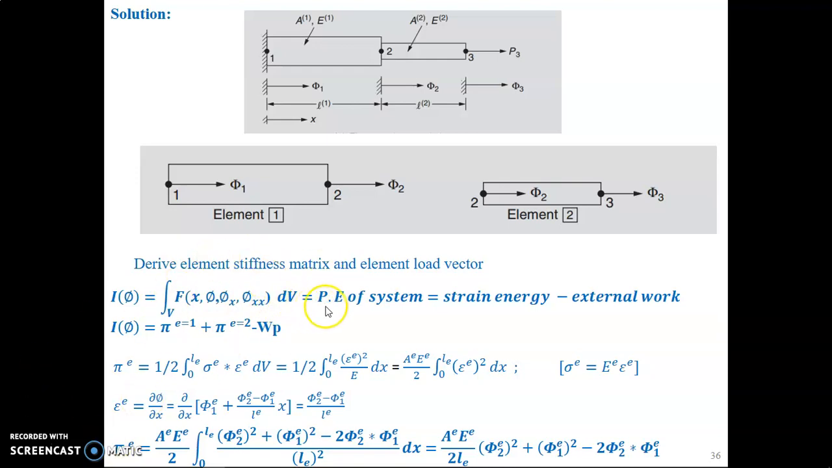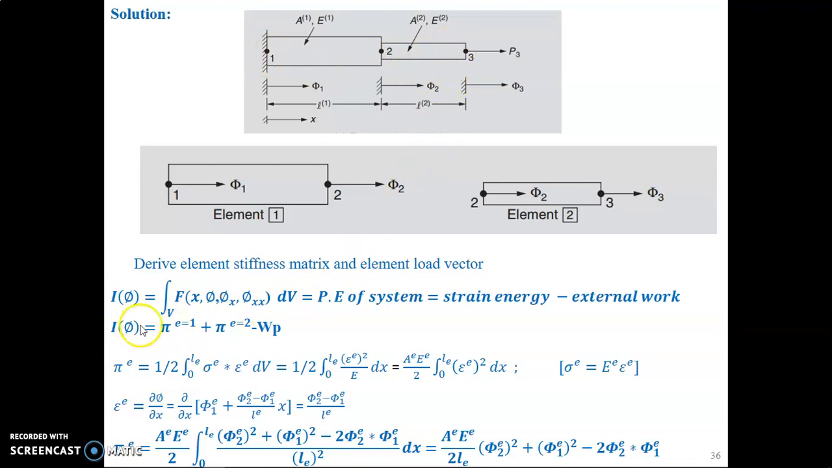In the case of structural analysis, the integral generally gives the value of the potential energy in the system. Here the potential energy in the system is the sum of the strain energy and the external work done on the system. The work done on the system is taken as negative. The external work is done by the external forces acting on the system. So we will be considering all the external forces acting on all the nodes, that is on nodes 1, 2 and 3.